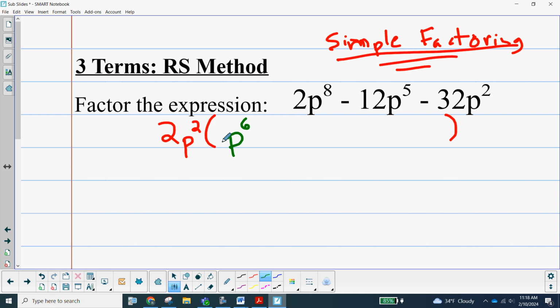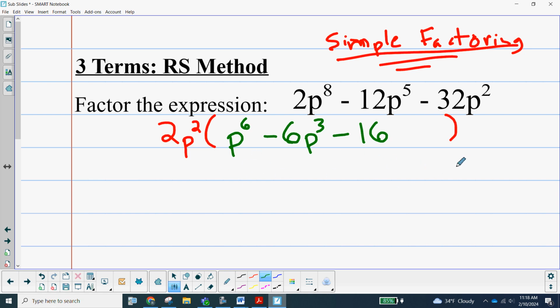All right, then for the next one, what do we need to multiply 2p squared by to get negative 12p to the fifth? Well, that would be negative 6p to the third. And what would we need to multiply 2p squared by to get negative 32p squared? Well, that would be negative 16. All right. And now we can do the RS method with that inside part.